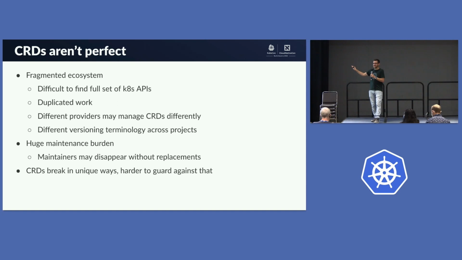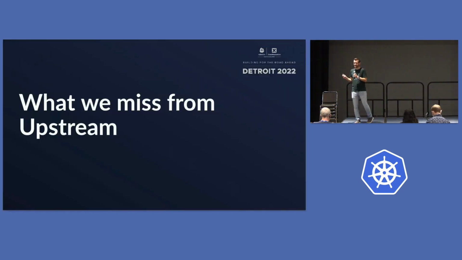And before I forget, CRDs do break in unique ways. Maybe some of you have experienced that before and had fun with CRDs breaking, and it's never a fun day. Again, we need to find ways to make this experience a little bit better. I've had the experience of working both on CRD-based APIs like Gateway API and upstream APIs like EndpointSlice, Ingress, etc.